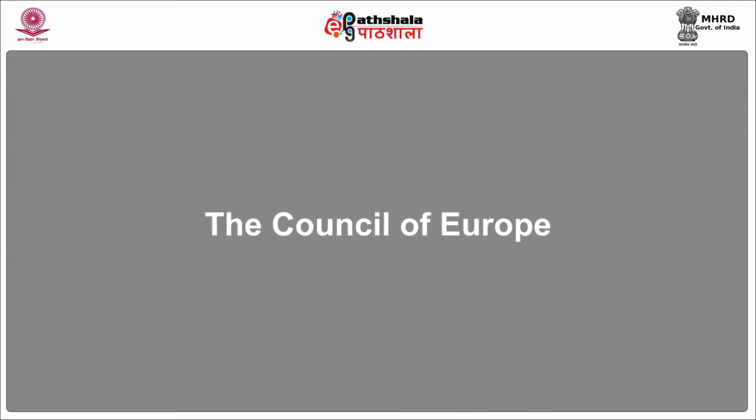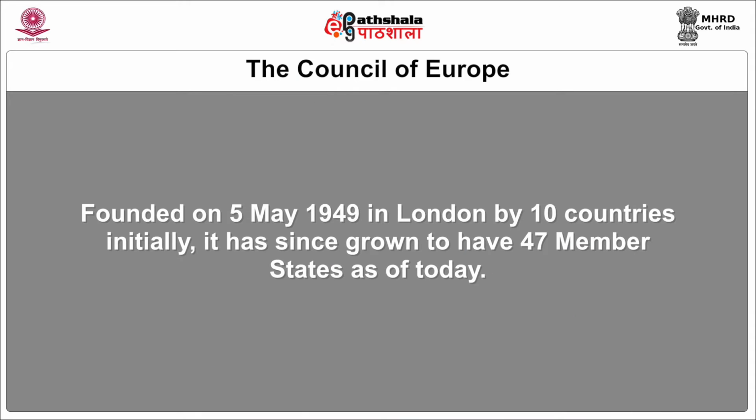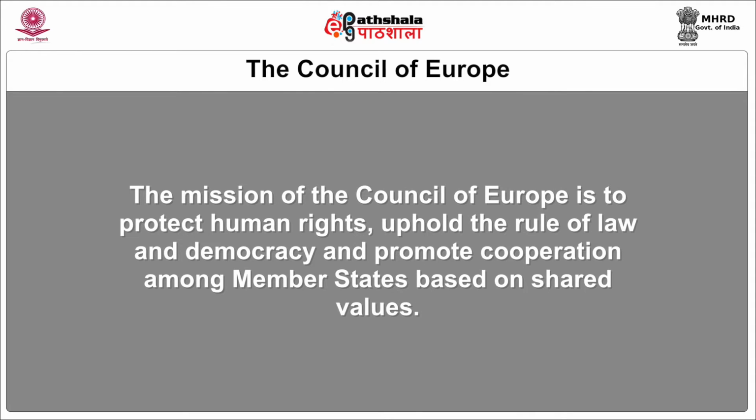The Council of Europe. What is the Council of Europe like? The European system for the protection of human rights is largely the result of the work of the Council of Europe, CoE hereinafter, an international organization with its headquarters in Strasbourg, France. Founded on 5th May 1949 in London by 10 countries initially, it has since grown to have 47 member states as of today. The mission of the Council of Europe is to protect human rights, uphold the rule of law and democracy, and promote cooperation among member states based on shared values.